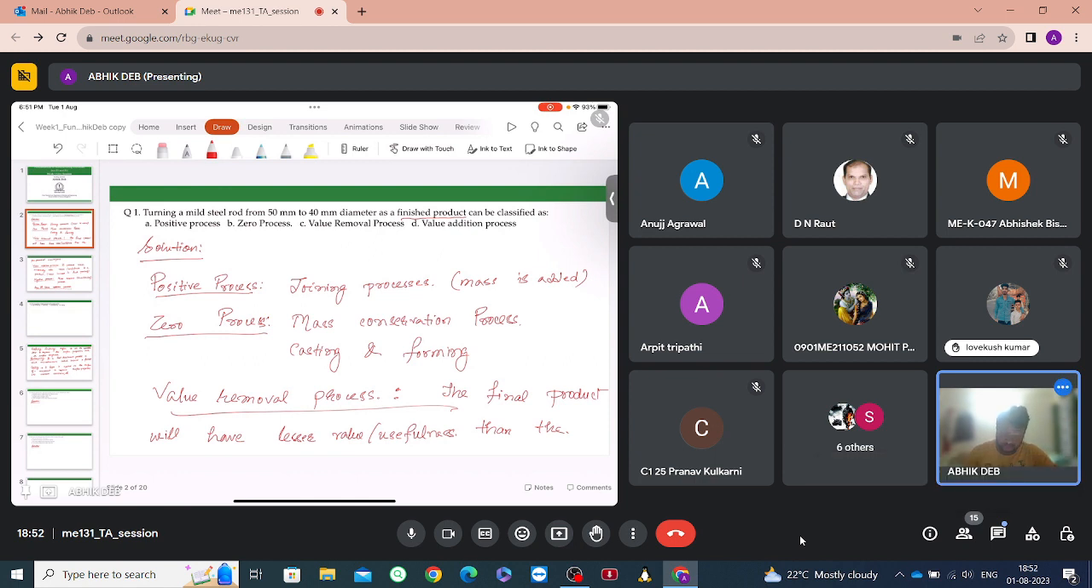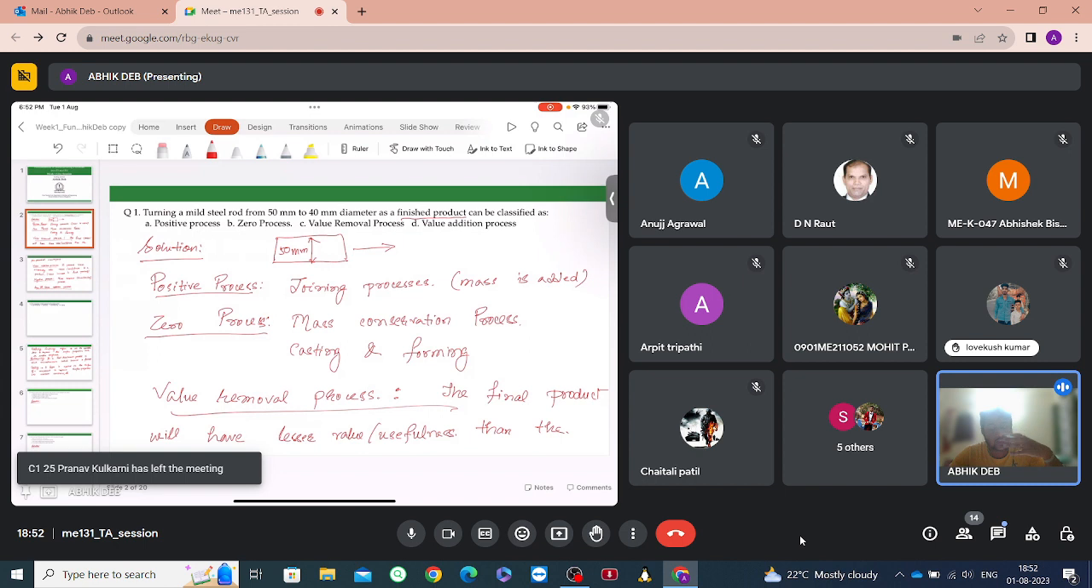Basically, a mild steel rod was initially 50 mm in diameter. Now it has been turned. Turning is an operation in which we reduce the diameter of whatever object we are considering. So we are reducing its diameter to 40 mm, and it is a finished product.